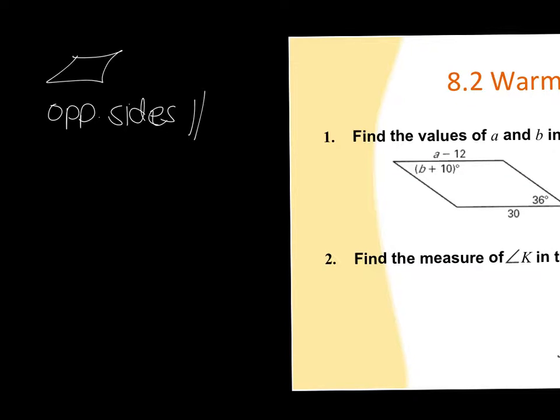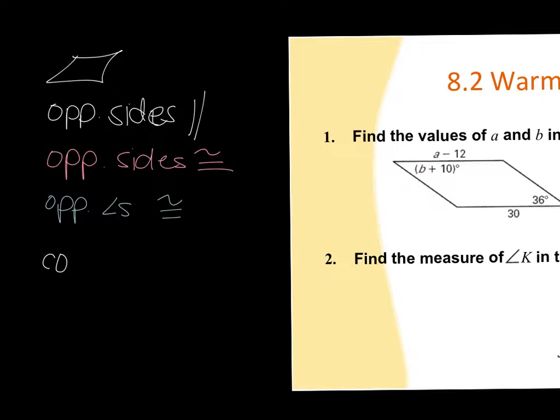All right, so then what else did we say? So some of you said opposite sides. What else is true about the opposite sides? They're parallel and they're congruent. Okay, and then opposite angles: congruent. Consecutive angles. And what are we missing? Diagonals, good. Diagonals bisect each other.